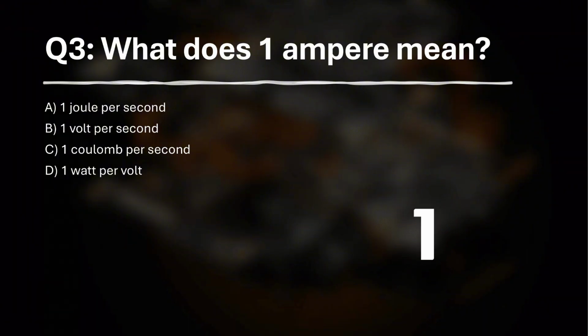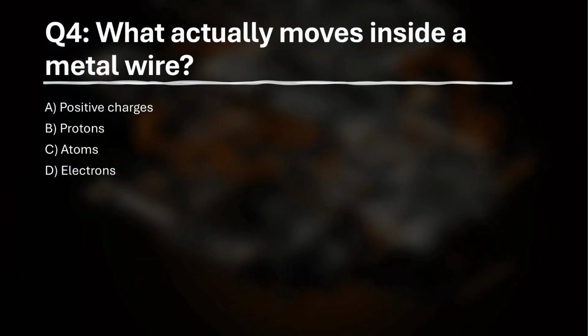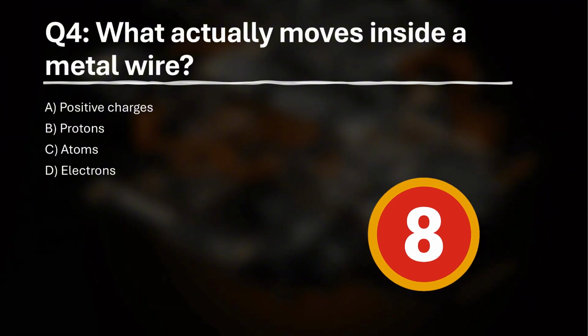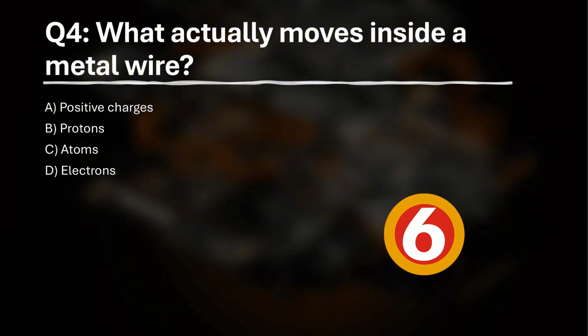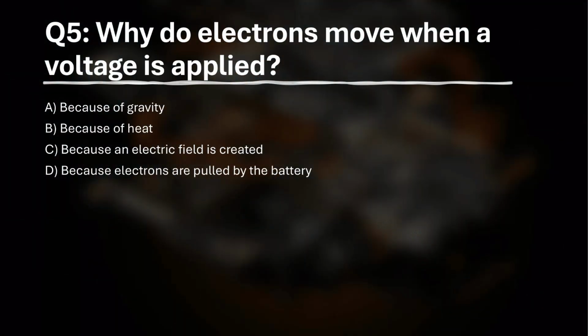The answer is... Question 4. What actually moves inside a metal wire? The answer is... Question 5. Why do electrons move when a voltage is applied?